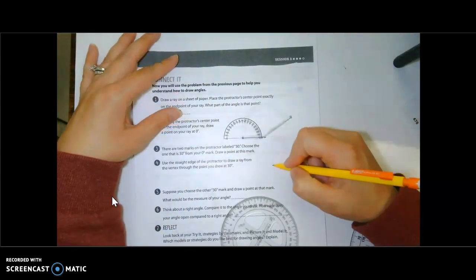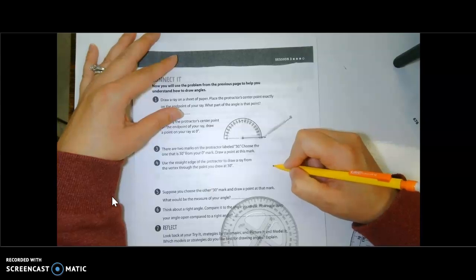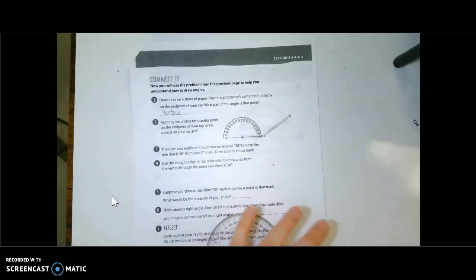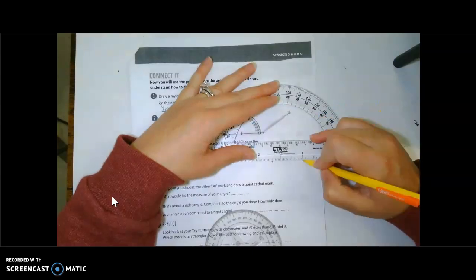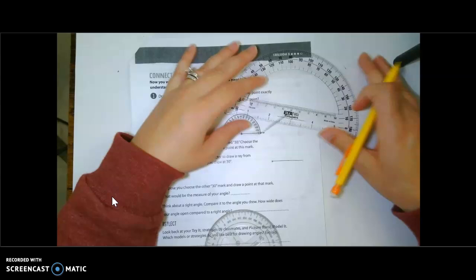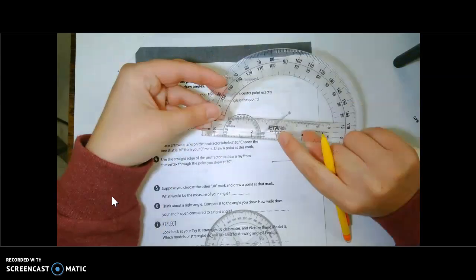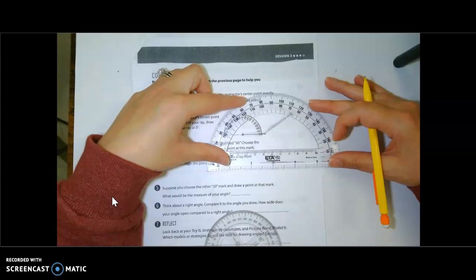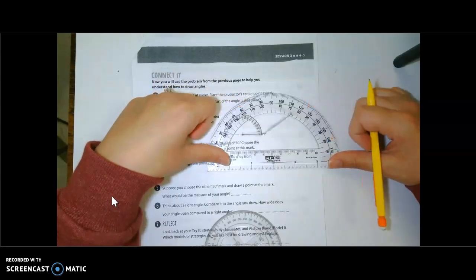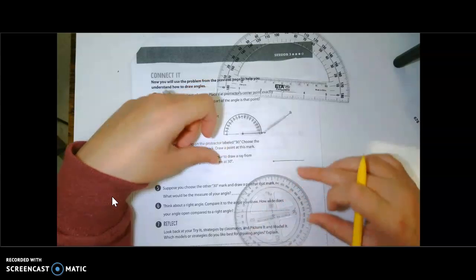So if I were to just draw a random line, I'm going to use this for my straight edge. If I just draw a random line, doesn't matter which one I'm using, this hole lines up with my endpoint, which is going to be my vertex. Okay, so there's that one lining up with the vertex.